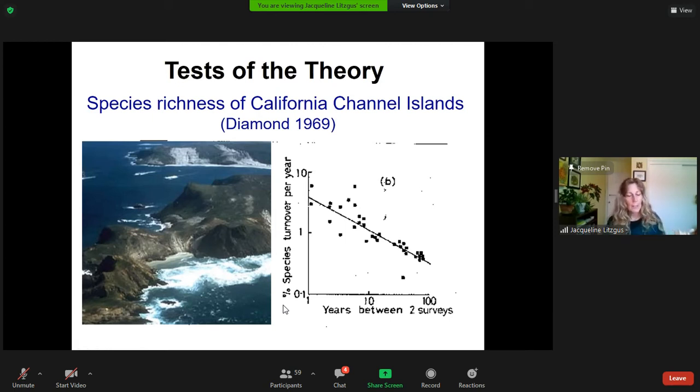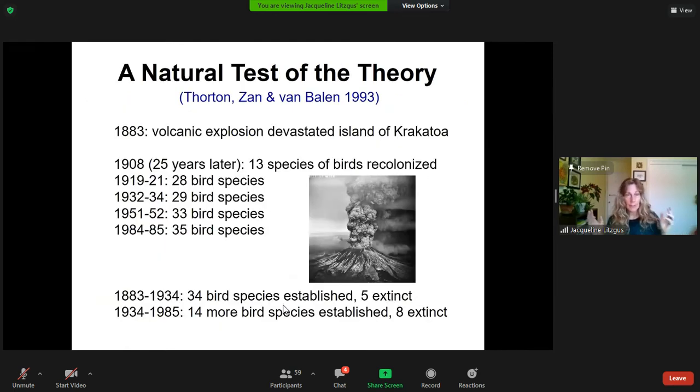Okay, so those are some tests of the theory. And then there was this natural disaster that provided another sort of test of the theory. So this is a famous natural test of the theory provided by a volcanic explosion. So in 1883, this catastrophic volcanic explosion devastated the island of Krakatau. Krakatau is located between the islands of Sumatra and Java. So this work was reported on in 1993 by Thornton et al. Okay. So the flora and the fauna of the remnant and two adjacent islands were completely exterminated by this volcanic eruption.